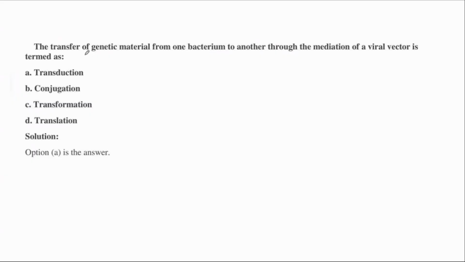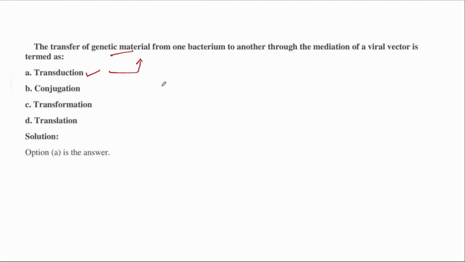Another question: the transfer of genetic material from one bacterium to another with the mediation of a viral vector is termed as. So, how is the process? They are asking the process. The transfer of genetic material from one bacterium to another with the mediation of a viral vector is termed as. So that way it is termed as transduction. Sorry, I already gave the answer. But yes, transduction is a process by which DNA material is transferred to a cell by the virus. Next is conjugation.